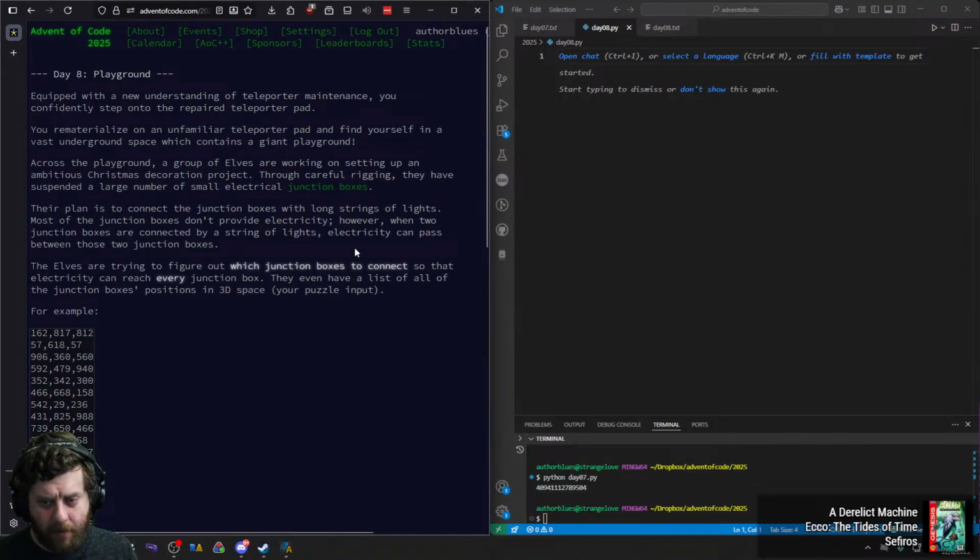Day 8, Playground. Equipped with a new understanding of teleporter maintenance, you confidently step onto the repaired teleporter pad. You rematerialize on an unfamiliar teleporter pad and find yourself in a vast underground space which contains a giant playground. Across the playground, a group of elves are working on setting up an ambitious Christmas decoration project.